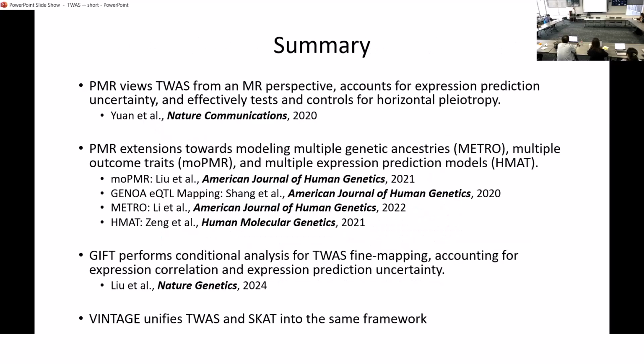That's, I think, all I want to talk about today. As a summary, we talked about PMR, which views TWAS from a Mendelian randomization causal testing framework, but it controls for gene expression prediction uncertainty and tests and controls for horizontal pleiotropy. We extended it to analyze multiple genetic ancestries, multiple outcome traits, multiple gene expression prediction models, and finally also fine mapping, TWAS fine mapping. And finally, we also have the VINTAGE framework that unifies TWAS and SCATTER into the same conceptual framework and gives you additional information.